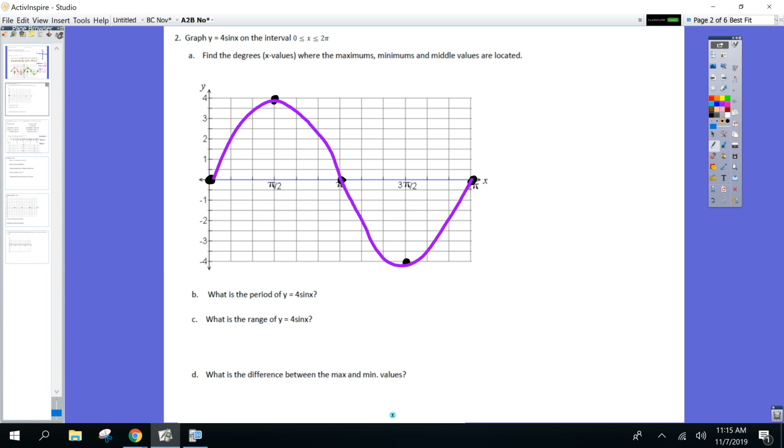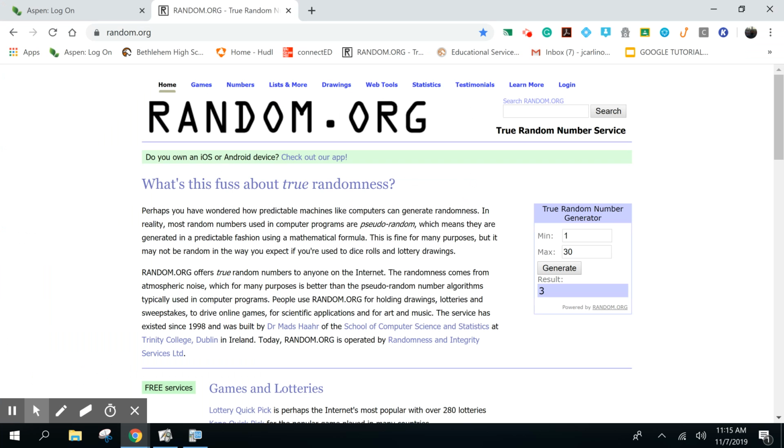Period. How long did it take to make one full curve here? 2 pi. That's probably not going to change until Monday's class. What's the range? I'm going to start asking you guys now here.